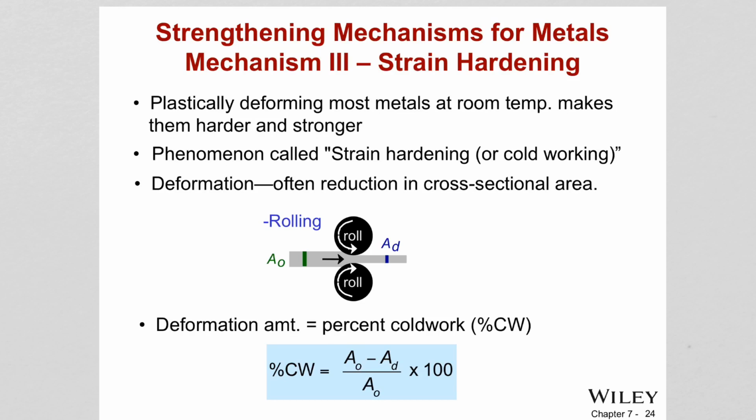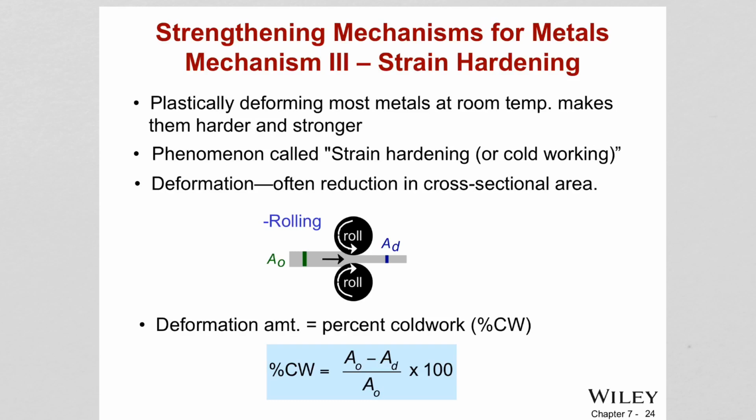Now, another way to increase the strength was strain hardening. If we deform the metals at room temperature plastically, what happens, as I described to you, is strain hardening. Due to strain, it is hardening. It is getting strengthened. Okay.